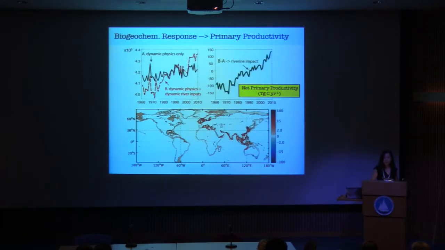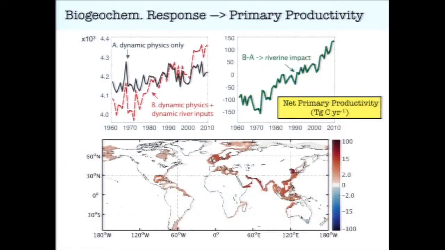Okay, so what about biogeochemical responses? We've seen eutrophication, but is there an impact on ecosystem responses? So here I'm basically showing a very similar analysis. This is net primary production. Interestingly, we can see for both simulations on the left, there's an increasing trend, but with the river forcing, the trend is much stronger.